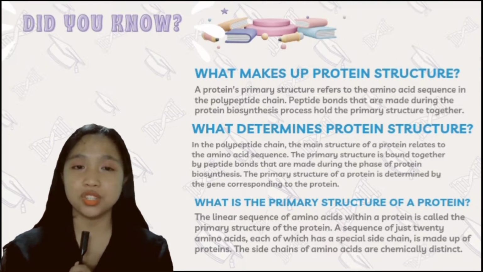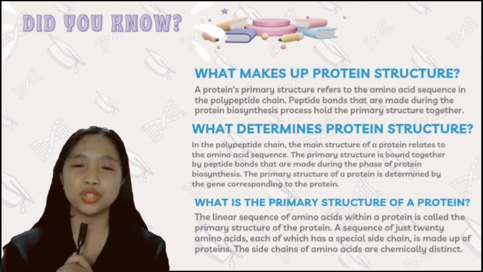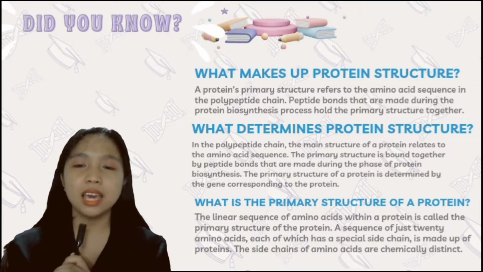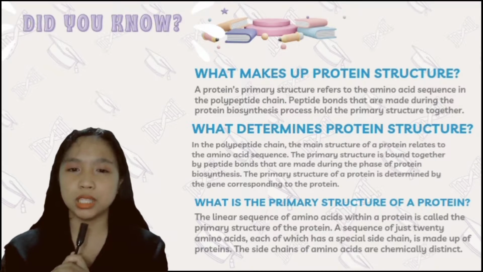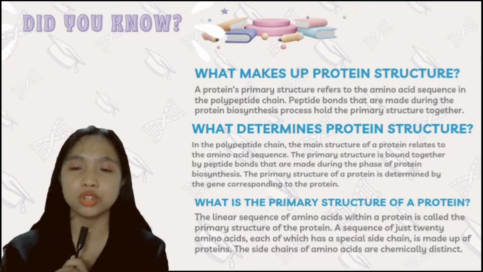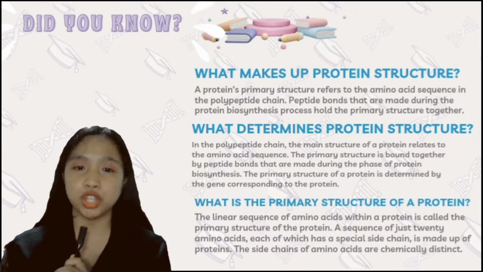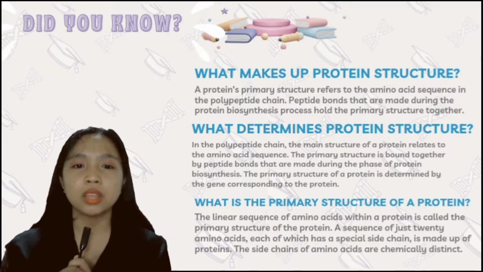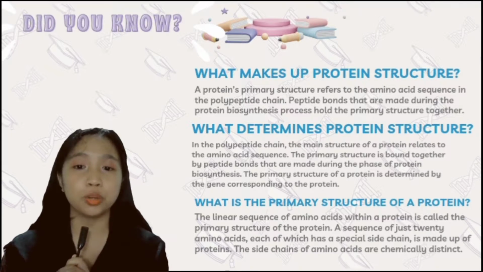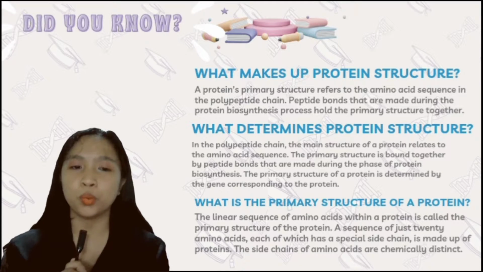What makes up protein structure? A protein's primary structure refers to the amino acid sequence in the polypeptide chain. Peptide bonds that are made during the protein biosynthesis process hold the primary structure together. What determines protein structure? The primary structure of a protein is determined by the gene corresponding to the protein.